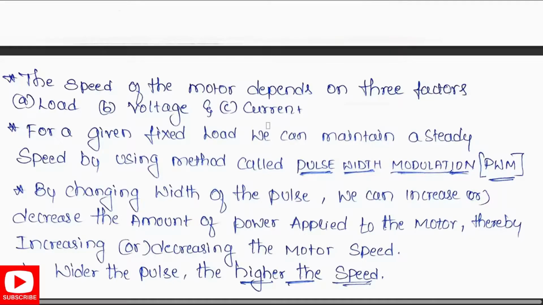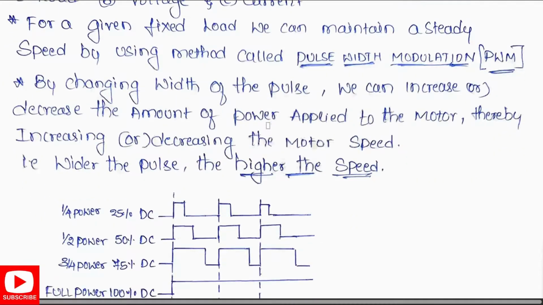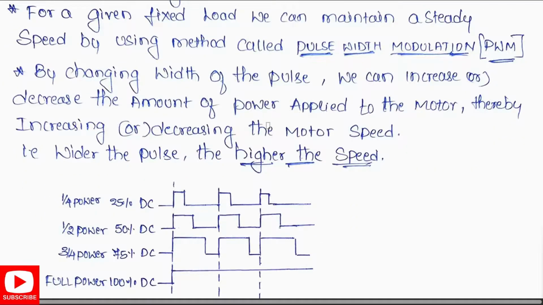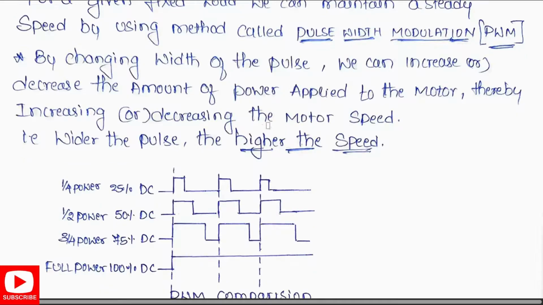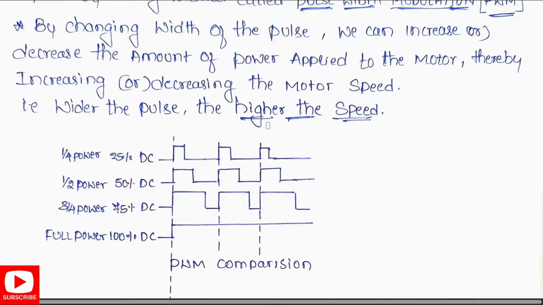So for the given load, we can maintain a steady speed by the method called PWM, that is pulse width modulation. By changing the width of the pulse, we can increase or decrease the amount of power applied to the motor, thereby increasing or decreasing the motor speed. That is, the wider the pulse, the higher the speed.